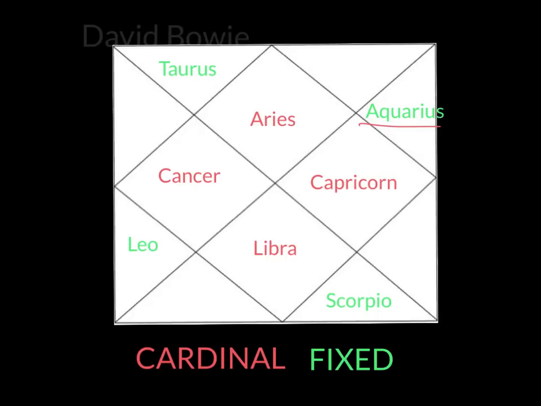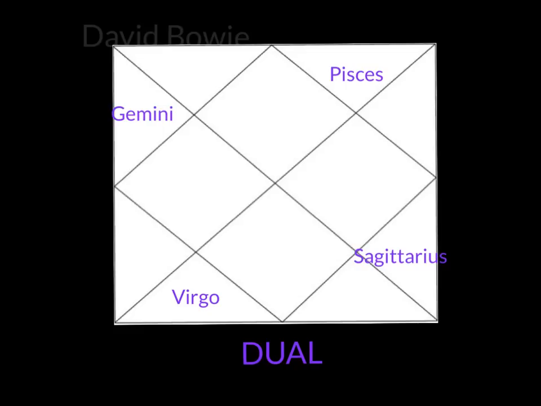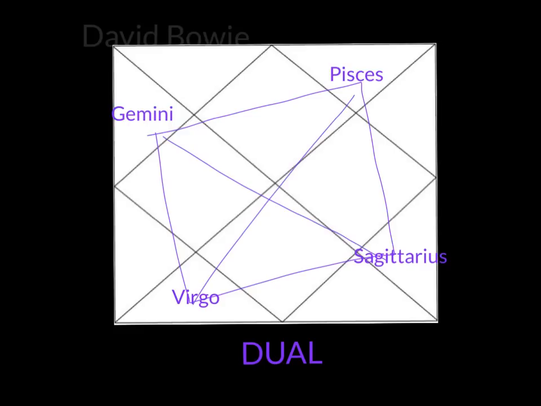Aquarius will not aspect the sign next door, cardinal sign Capricorn, but will aspect all the other cardinal signs shown here. So full-on aspect to Aries, full-on aspect to Cancer, and a full-on aspect to Libra sign. I hope you got these. Let's go on to the other signs. And easiest of all, the dual signs are going to influence each other right across the board. No exceptions whatsoever. So Gemini aspects Pisces, Sagittarius, Virgo, back to Gemini, right across the board. Planets here will influence each other definitely.